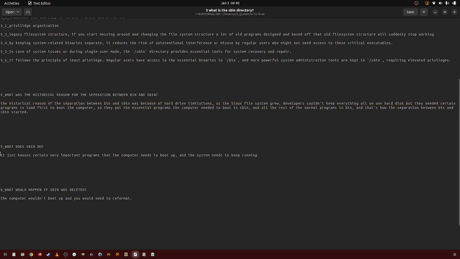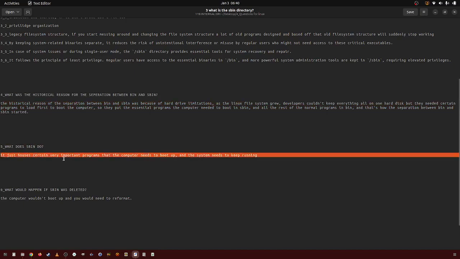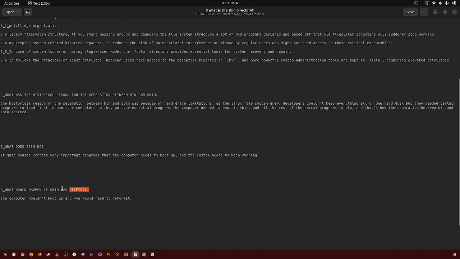What does sbin do? It's just a directory that houses certain very important programs that the computer needs to boot up and the system needs to keep running. What would happen if sbin was deleted? The computer wouldn't boot up and you would need to reformat. Pretty simple.